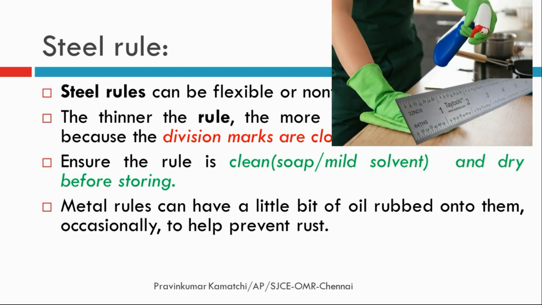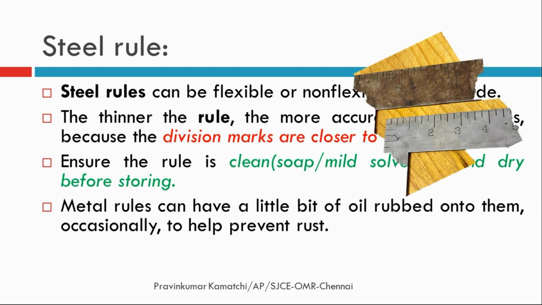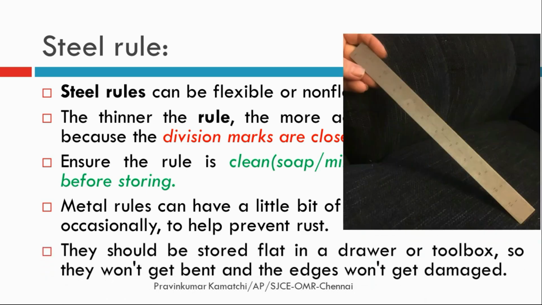Usually in the machine shop, a small amount of oil is rubbed over the surface of the steel rule. By doing this process, we can prevent rust formation. The steel rule has to be stored flat in a drawer or toolbox so that it won't get bent and the edges won't get damaged.